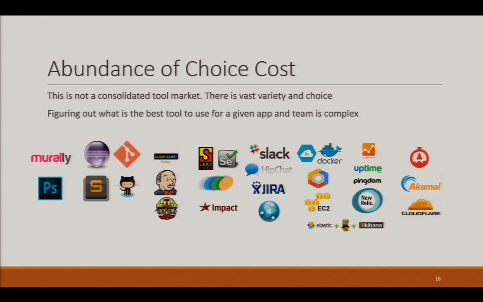And then again, if you make a bad choice, you're faced with that integration cost again. I decided to switch from HipChat to Slack, so I have to pull out all those integrations and insert a whole bunch of new ones. So you have a big switching cost too.